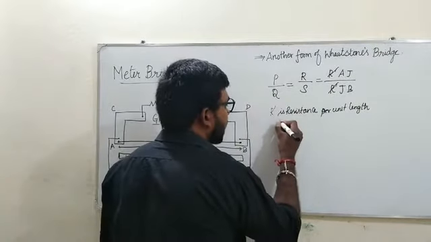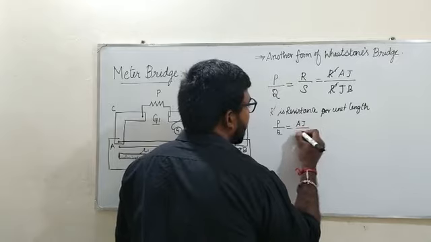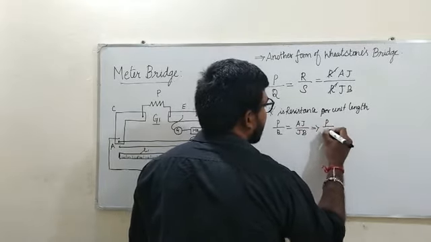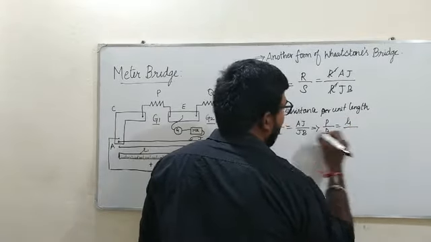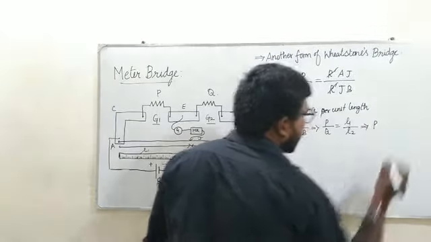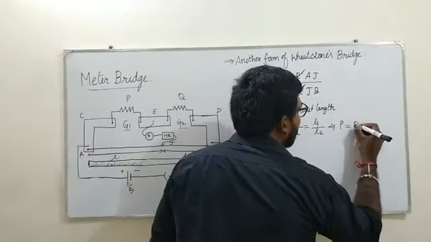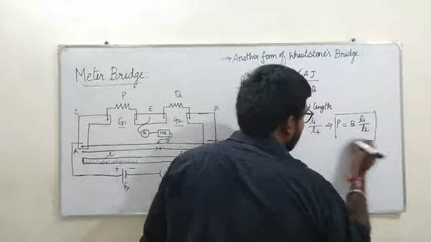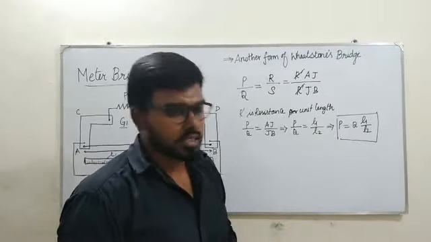Finally we will be getting P by Q is equal to AJ by JB, which implies that P by Q is equal to L1 by L2, since AJ is L1 and JB is L2. So finally we can find the value of P is equal to Q into L1 by L2. Using this expression we can find out the unknown resistance.